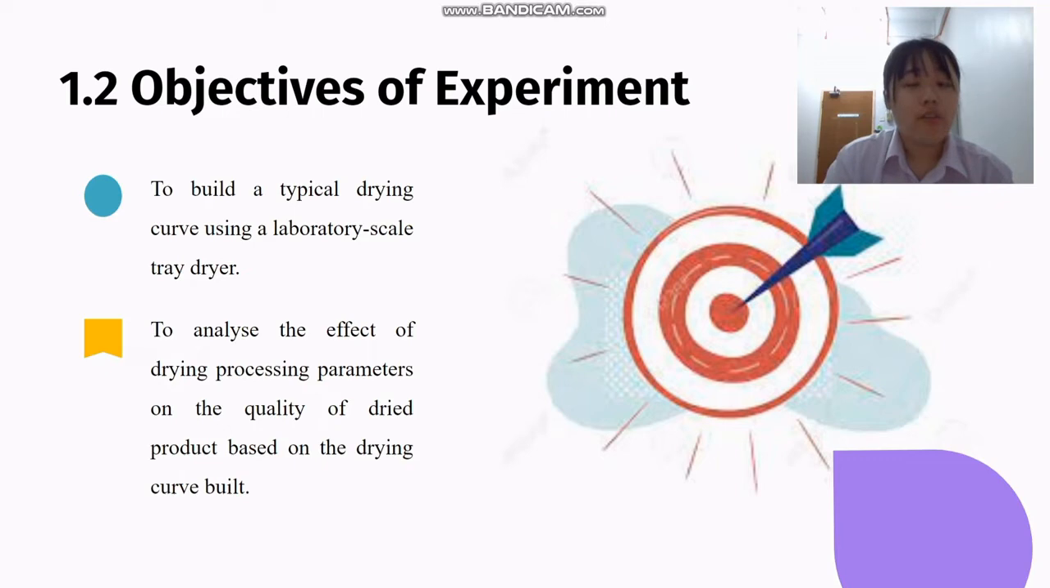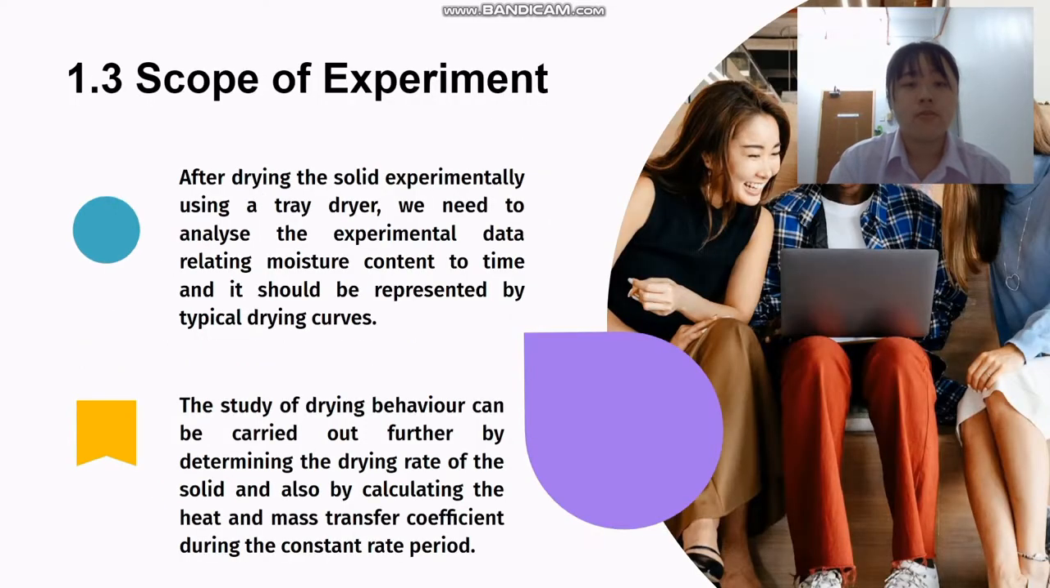The objectives of the experiment are to build a typical drying curve using a laboratory scale tray dryer and to analyze the effects of drying processing parameters on the quality of dry product based on the drying curve built.